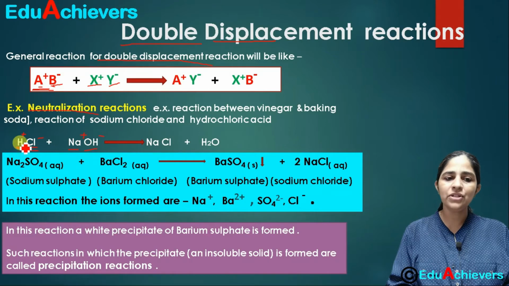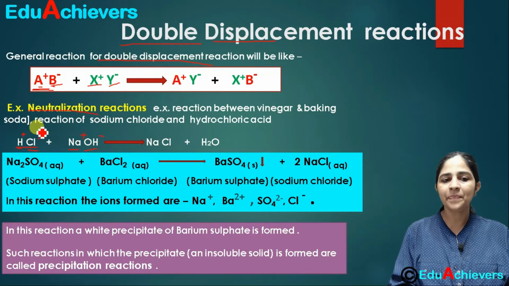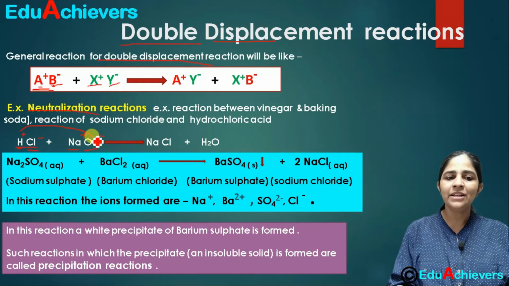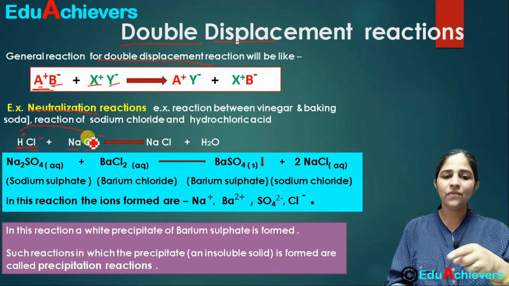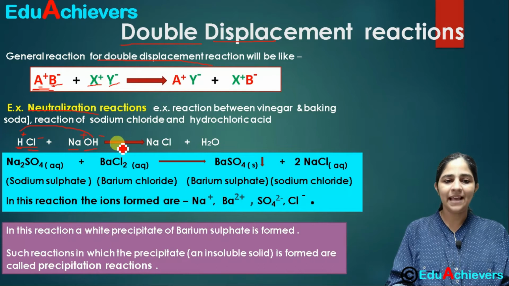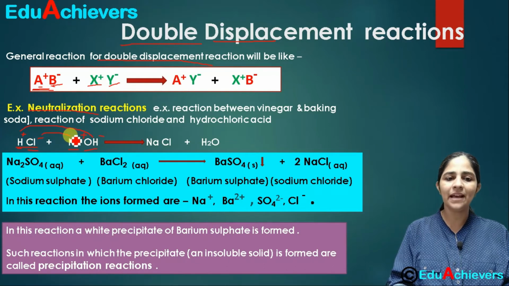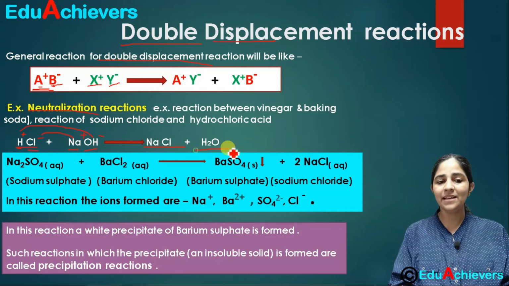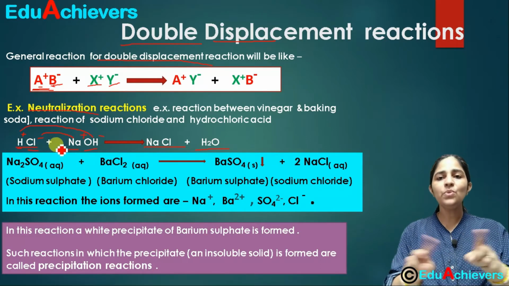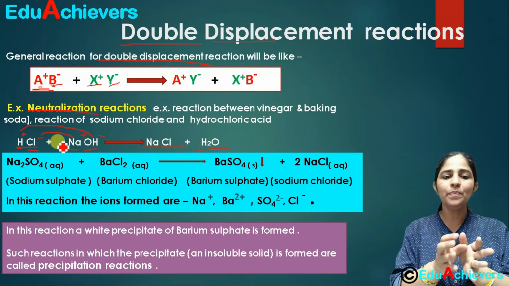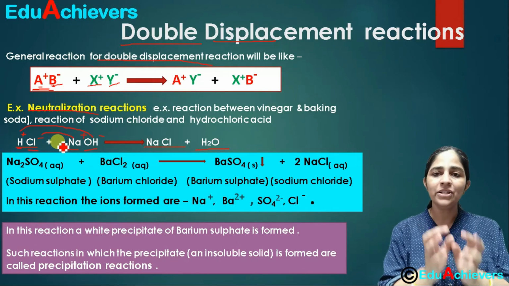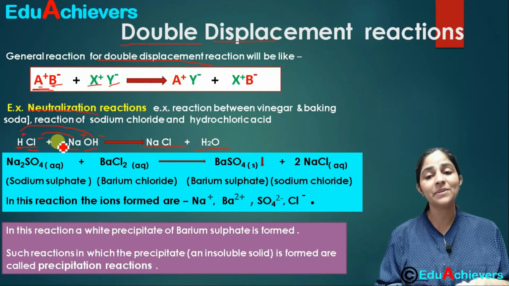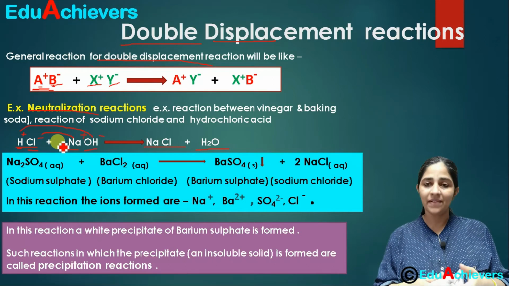They will change their places. Here the H reacts with the OH, and this H attaches with the OH and forms water, and Na and Cl join together and form NaCl. So here you can see that both the reactants have changed their positions, and that's why it is called a double displacement reaction.